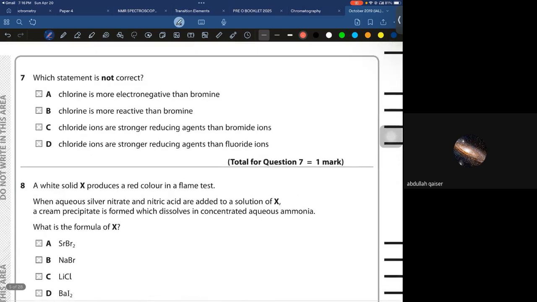Yes. Okay. Question 7. Which statement is not correct? Chlorine is more electronegative than bromine. Down the group, electronegativity decreases.